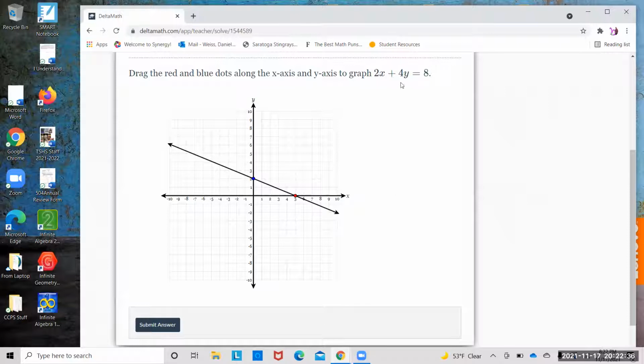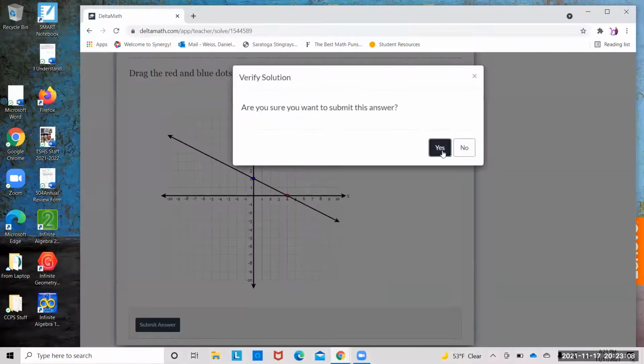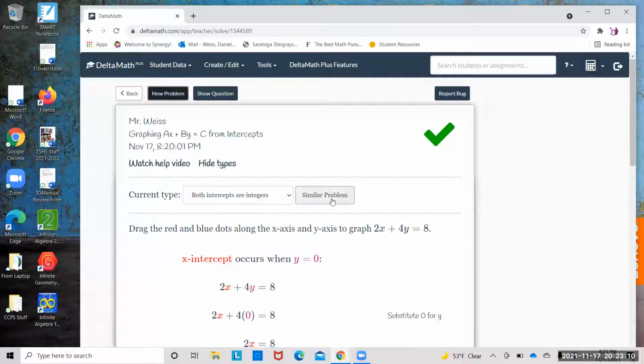All right, so now I'm going to put 0 in for y. If I put 0 in for y, 4 times 0 is 0. You're left with 2x equals 8, right? You divide by 2 and x equals 4. So thus you have the point (4, 0), right? So I'm going to move this guy here to (4, 0). And be as exact as possible, okay? Right there, submit, yes, and there you go, okay?